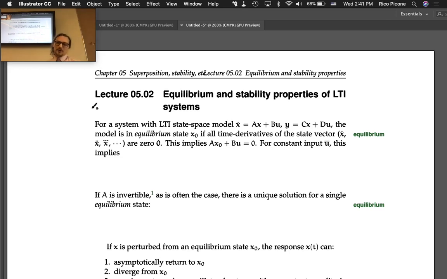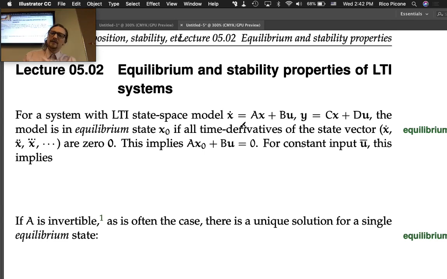Anyways, long story. Equilibrium and stability properties of LTI systems. So, lecture 5.2. For a system with LTI state space model given here, this is our standard state equation, x dot equals Ax plus Bu, and the output equation, y equals Cx plus Du.